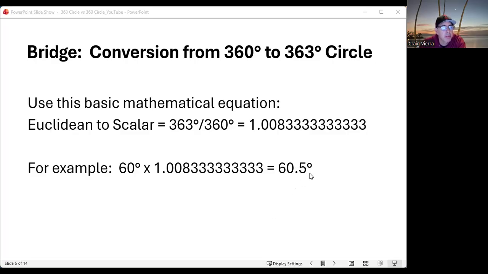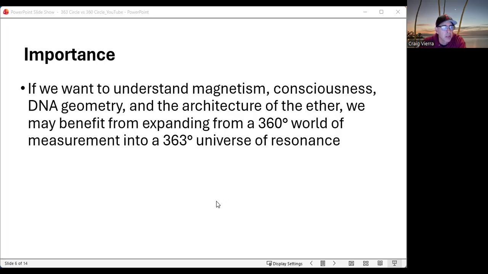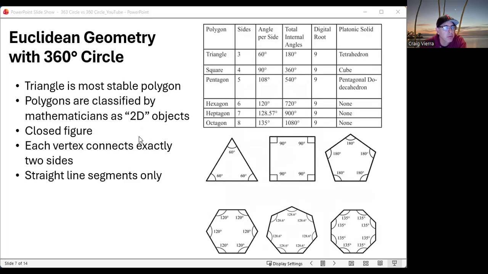So I'll be talking about this conversion as we go through the different geometries. If we want to understand magnetism, consciousness, DNA geometry, and the architecture of the ether, we may benefit from expanding from a 360-degree world of measurement into a 363-degree universe of resonance. So let's first look at Euclidean geometry with the 360-degree circle.